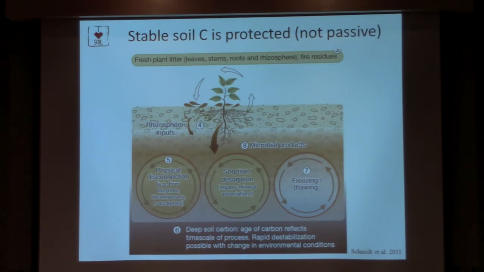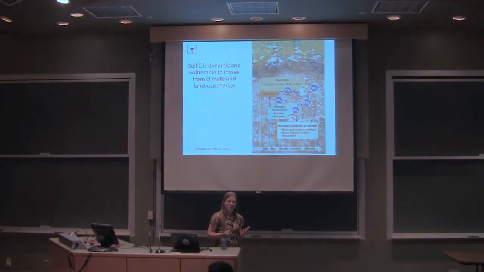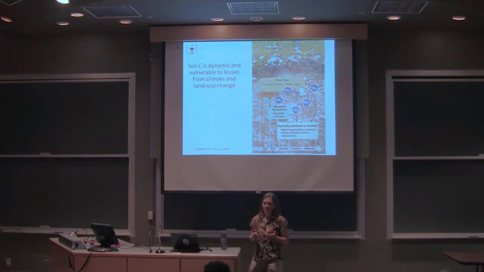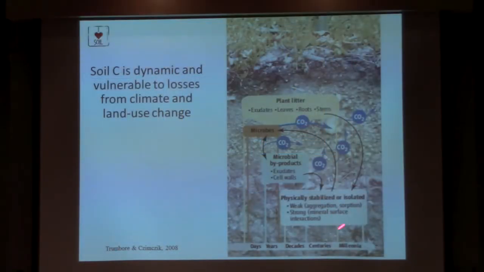We don't really know how much carbon is stored in permafrost, and with climate change, it could become quite vulnerable. So now we think of soil carbon as being really quite dynamic and potentially vulnerable to losses from climate and also from land use change. This pool that we used to think was passive or inert, we now recognize as being physically stabilized, but potentially vulnerable if there's some fresh carbon that gets in there to help decompose it, freezing or thawing, or other processes that can destabilize it.